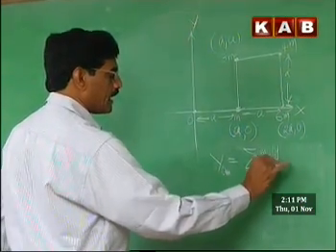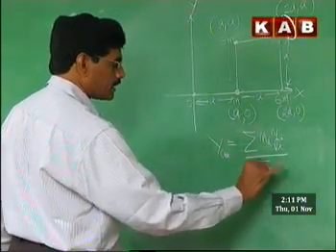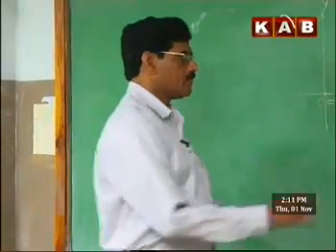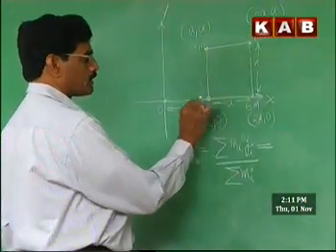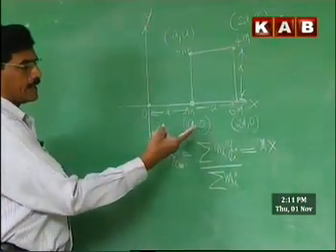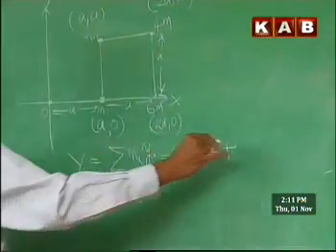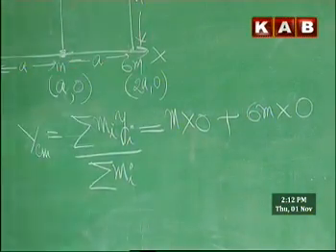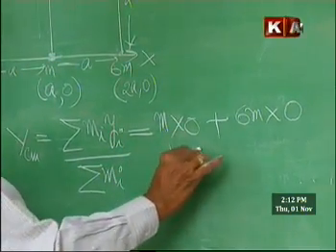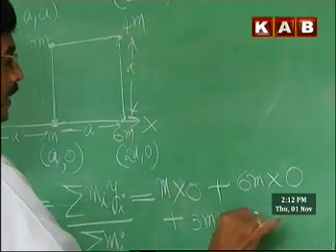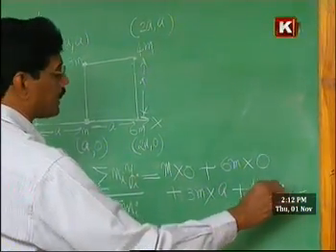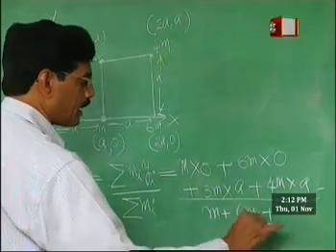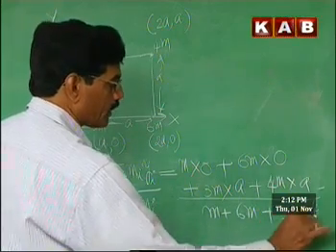Σ mi yi divided by Σ mi. This is the formula to determine the y coordinate of the center of mass. In this case, m1 is the first mass m, whose y coordinate is 0. Similarly, the second mass is 6m, whose y coordinate is also 0 because both of them are lying on the x-axis. The third particle has mass 3m, whose y coordinate is a. The fourth particle is 4m, whose y coordinate is a, divided by the total mass. Once again, the same thing, m plus 6m plus 3m plus 4m.